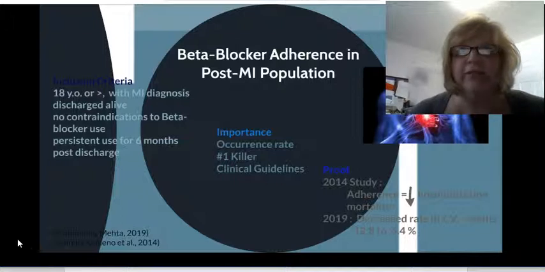Research confirms the value of this measure. In 2014, a retrospective cohort study of 8,672 post-MI patients without contraindications to beta blocker use was conducted to assess the strength of the association between adherence measures and clinical outcomes. The study used refill rates to determine medication compliance and found that adherence was associated with reductions in hospitalizations for major vascular events and mortality.